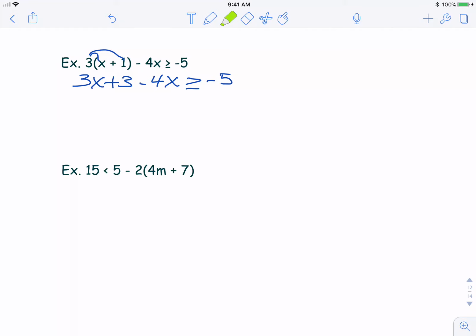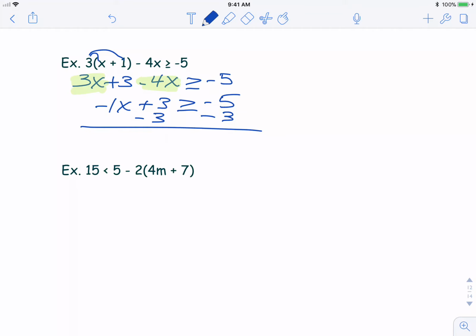Then once again, I have some like terms that I can combine. So 3x and a negative 4x results in a negative 1x, and I still have a positive 3, a greater than or equal to sign, and a negative 5. Then by using inverse operations, I subtract 3 from both sides, and I'm left with negative 1x is greater than or equal to negative 8. And lastly, I divide both sides by a negative 1. Remember, I see that I'm dividing by a negative on both sides of my inequality sign, so I flip my sign, so x is less than or equal to positive 8.